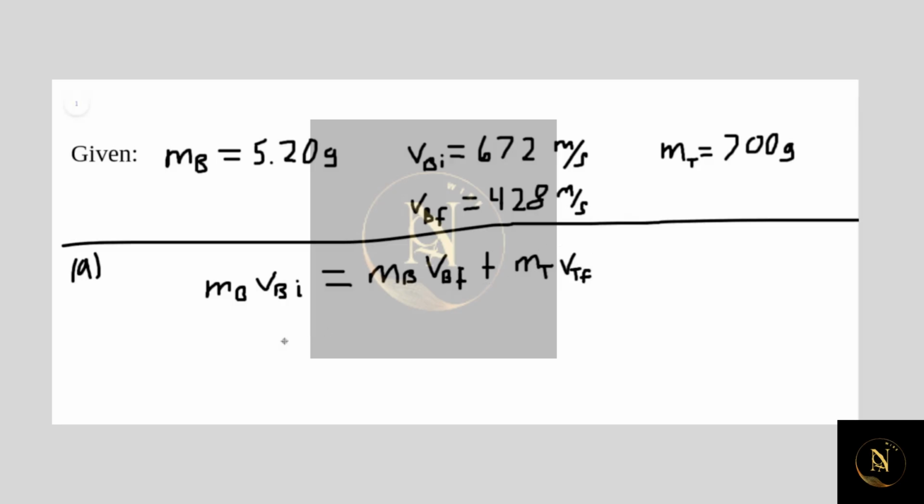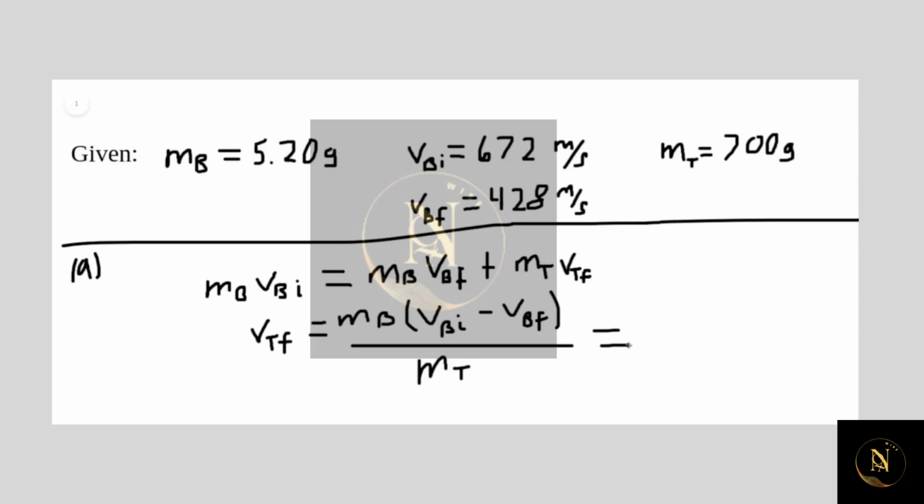Well, if we solve this for VT sub F, this is equal to the mass of the bullet times the difference between the initial velocity of the bullet and the final velocity of the bullet, divided by the mass of the target. Okay, so if you plug in those values into this expression, this comes out to be 1.81 meters per second. And it would be traveling in the same direction as the bullet that's emerging out of the other side of the target. Okay, now for part B, we'll start a new page here since we ran out of room.